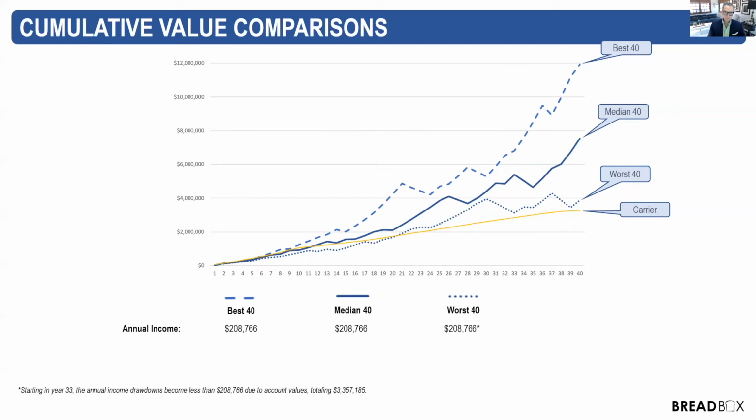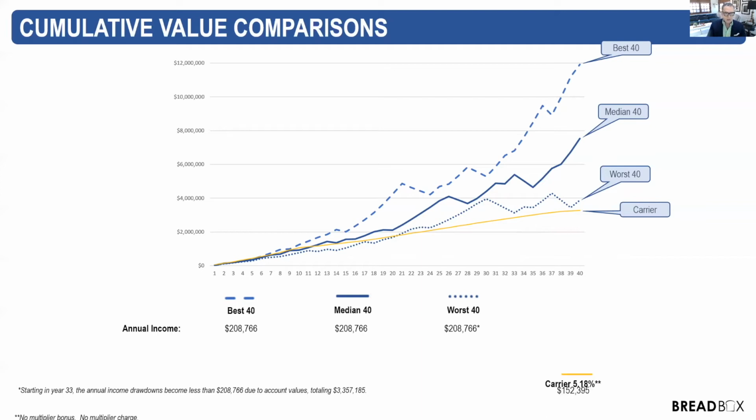Let me show you. Okay, the income that was drawn down in the best, median, and worst 40 was $208,000 a year. And we started in year 21 and went through year 40. In the worst 40, you see the little asterisk there. You can refer down to the little explanation at the bottom left-hand corner of the screen. Starting in year 33, we had to reduce the income drawdowns to be less than $208,000 because of the poorer performing historical look-back period. So the total income drawdown was $3.3 million in the worst 40-year period, just as a side note.